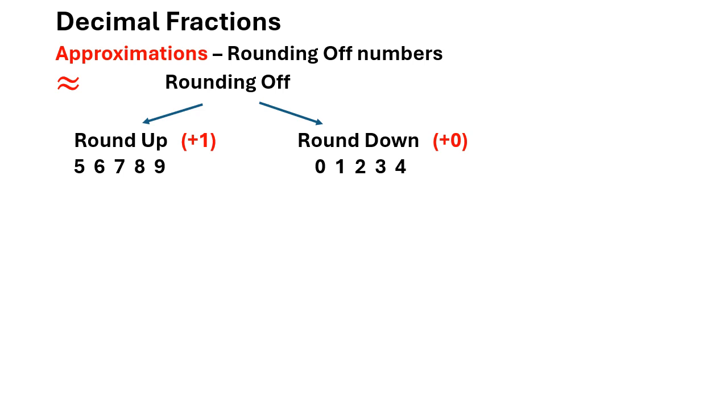And rounding up numbers has to do with making approximations from numbers such as 5, 6, 7, 8, and 9. And these numbers are rounded up to 1. And I will show you how we do this. Rounding down numbers will be numbers that are falling between 0 and 4. 0, 1, 2, 3, 4 are rounded down and they become 0.